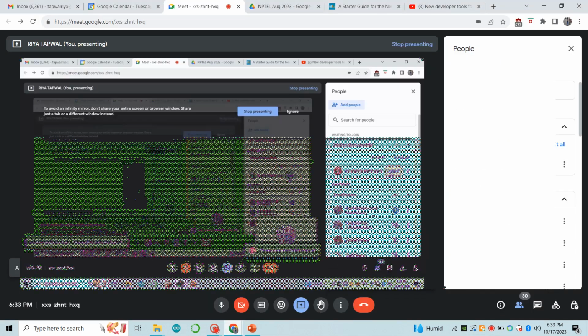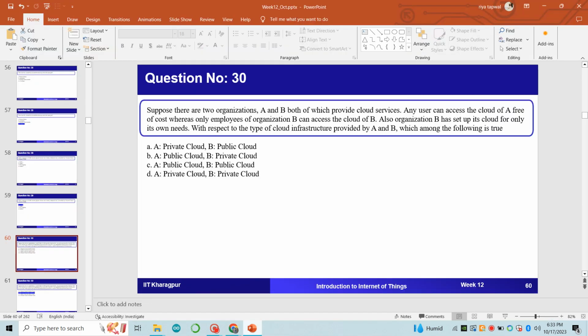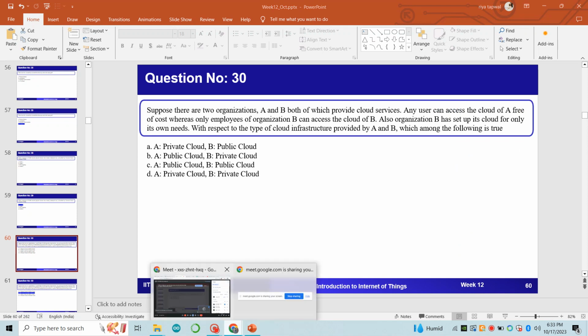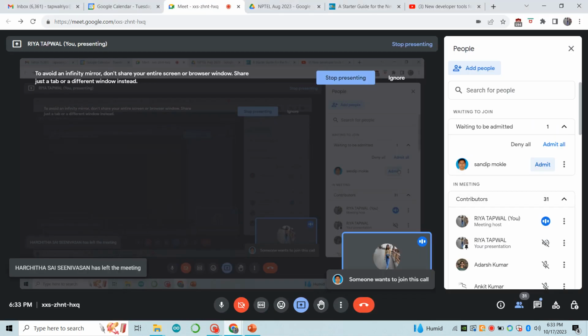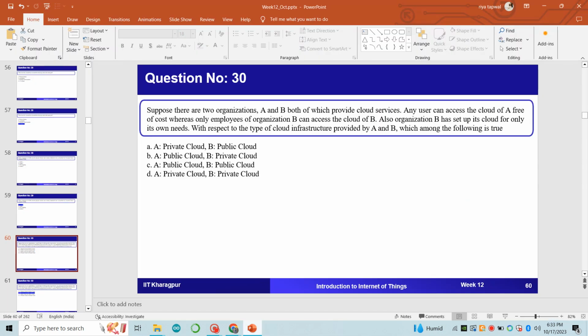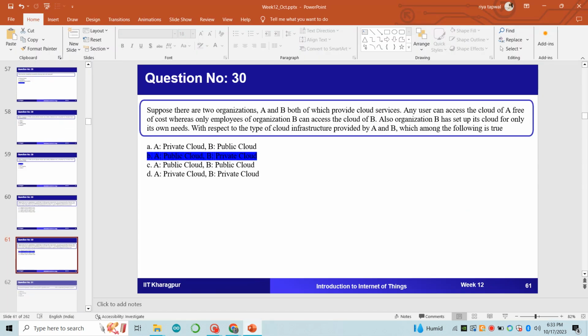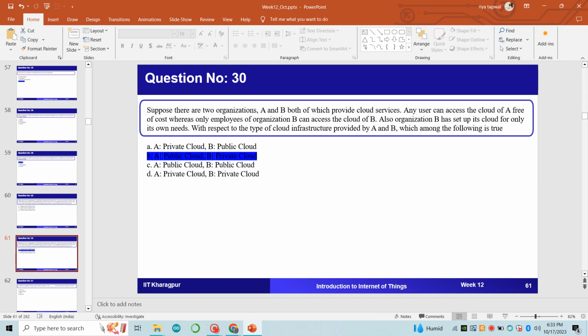Ma'am, option B, A public and B private. Right, option B is correct, that is, A is public and B private. Because in the statement it is given that for A anyone can use the services. However, for B only the employees of that particular organization can use the services of the cloud. So the correct option is B, that is, A public cloud and B private cloud.